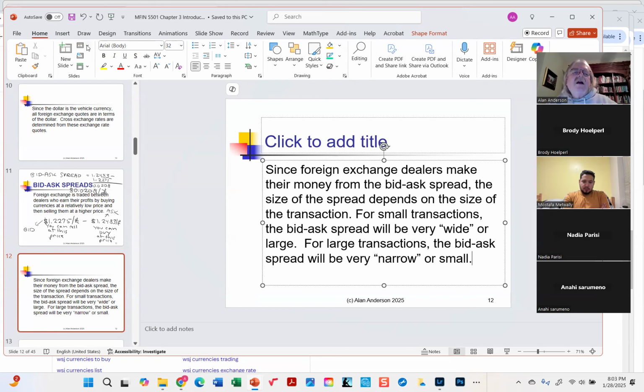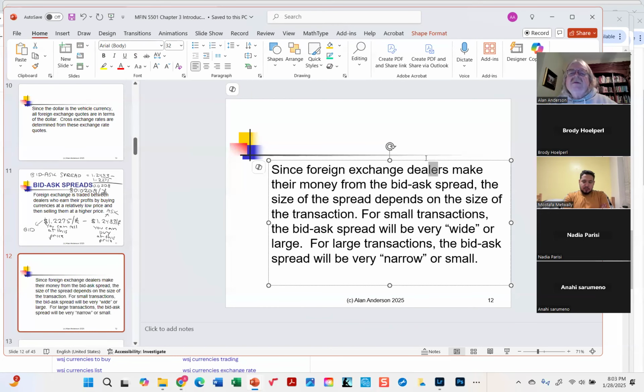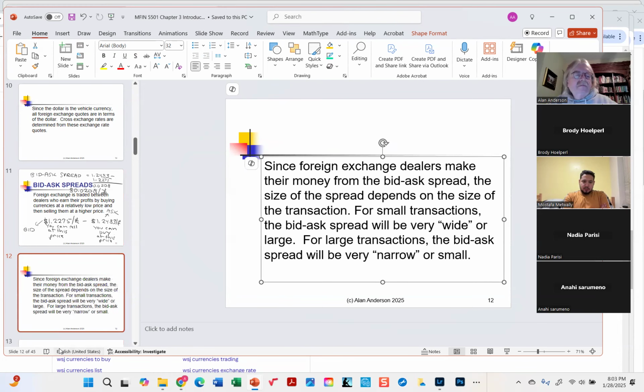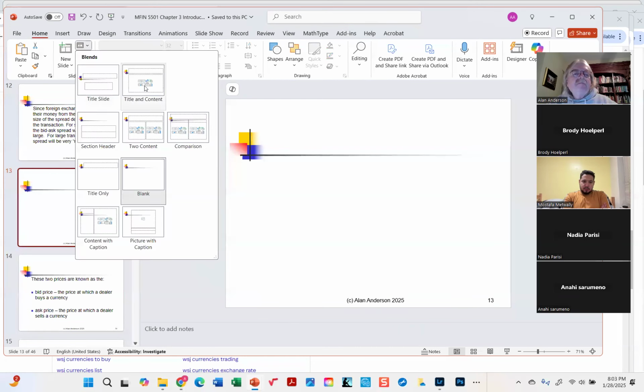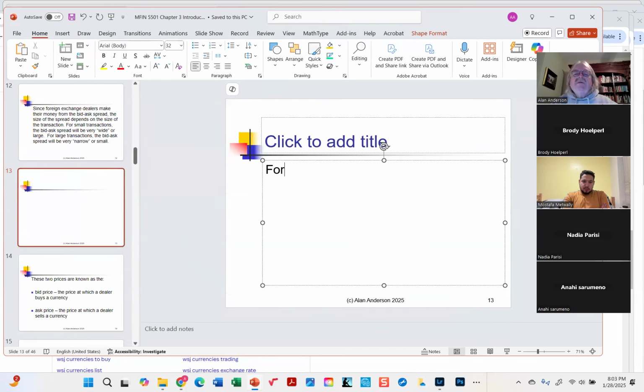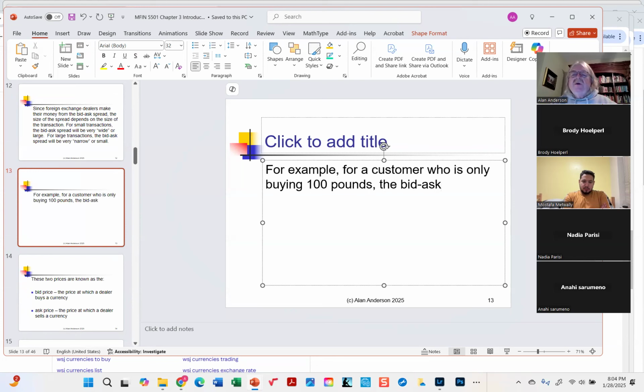All right, now you can see why. Let's do a couple of examples here. For example, for a customer who's only buying 100 pounds, the bid and ask prices might be, all right, let's say it's $1.18 per pound.